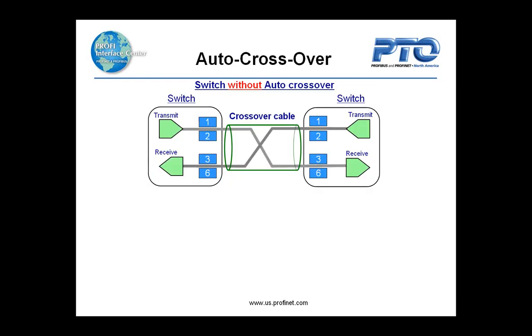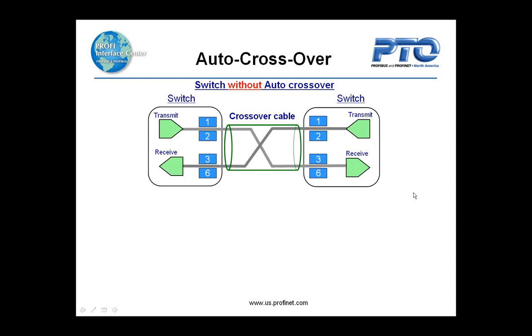So first, auto crossover. Normally in the past, when you had two switches connected like we see in the picture there, you can see that if you didn't have the crossover cable, you'd have two transmitters transmitting to each other and two receivers listening to each other. Of course, that wouldn't work. So you have to have a crossover cable in order to have the transmitter on the left-hand side switch talk to the receiver on the right-hand side switch and vice versa.